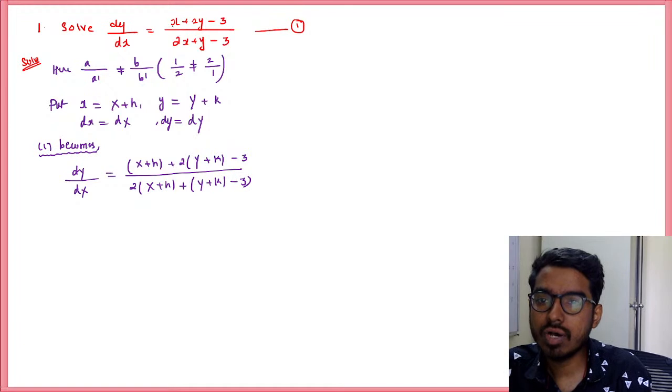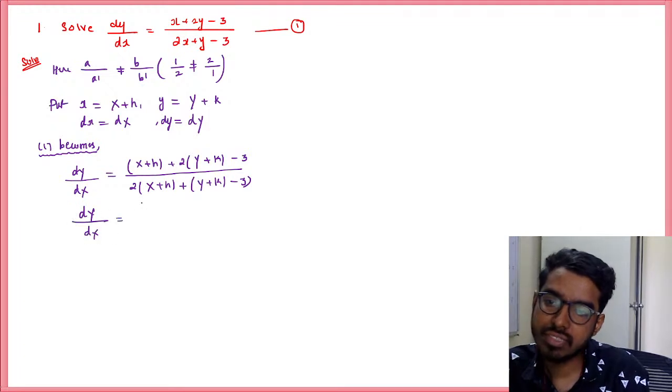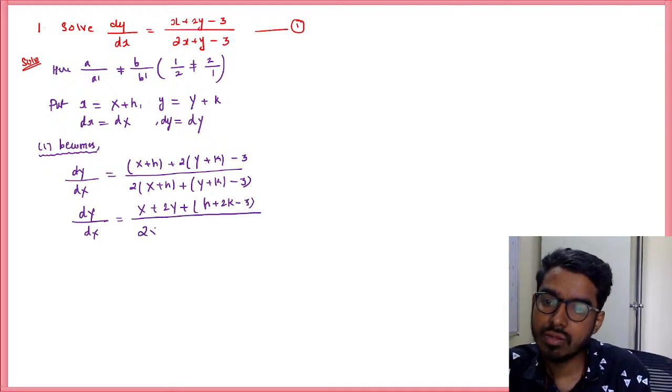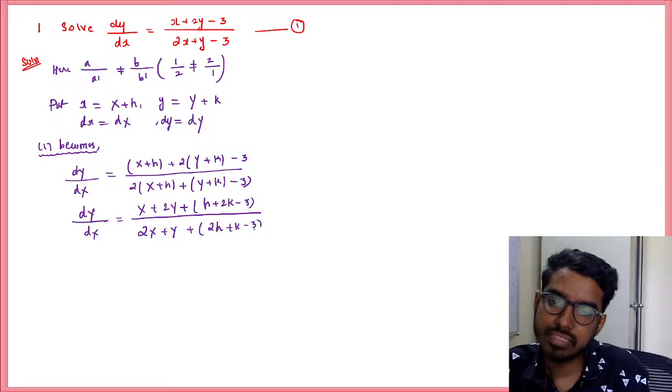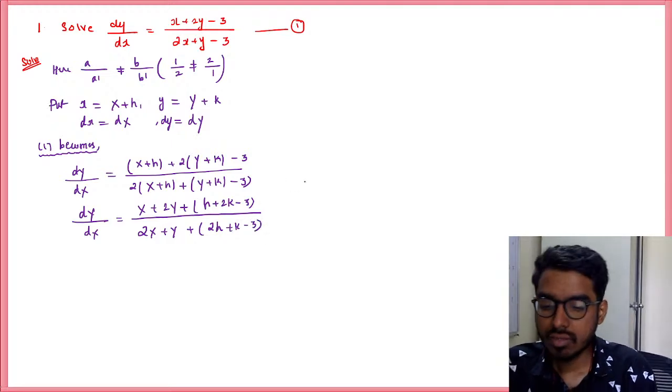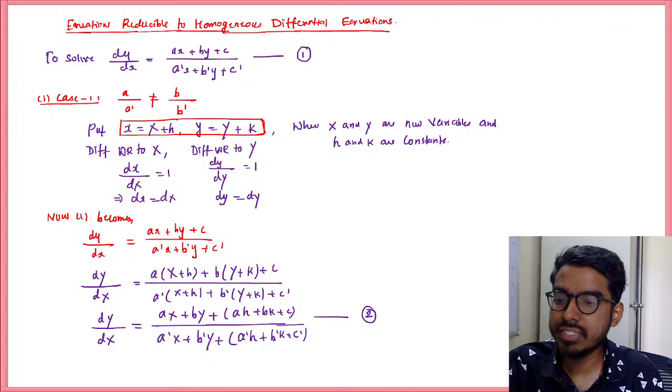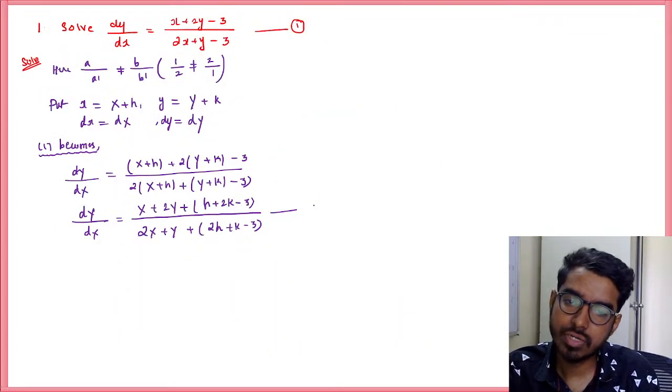So just put small x equal to capital X plus h, small y equal to capital Y plus k. So therefore, we will have capital dY by dX equal to capital X plus 2Y plus some constant term, which is h plus 2k minus 3, divided by 2X plus Y plus 2h plus k minus 3, right? This is what we will do in the procedure. So let us call this an equation.